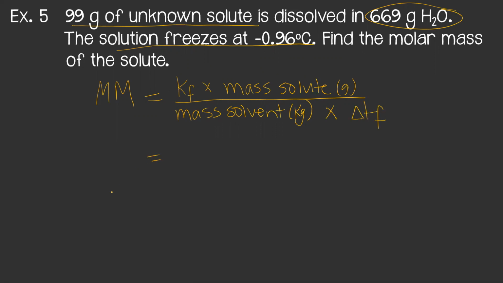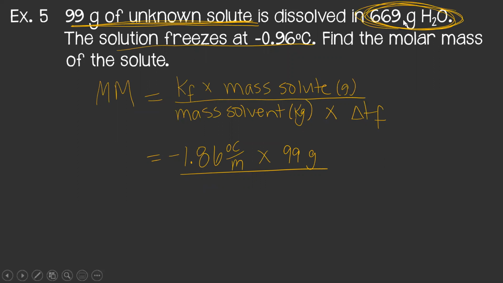All the information we need is here. So KF, well, I have water. So going back to your chart, KF for water is negative 1.86 degrees Celsius over M. Mass of solute right there, 99 grams. Mass of solvent, I need it in kilograms. So I have to divide by 1,000. And the last thing I need is delta TF.